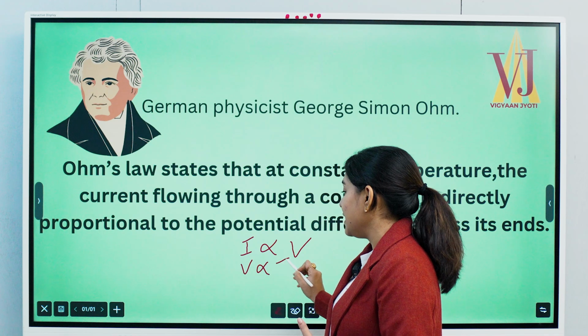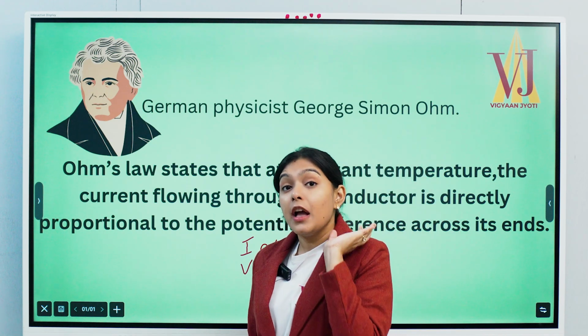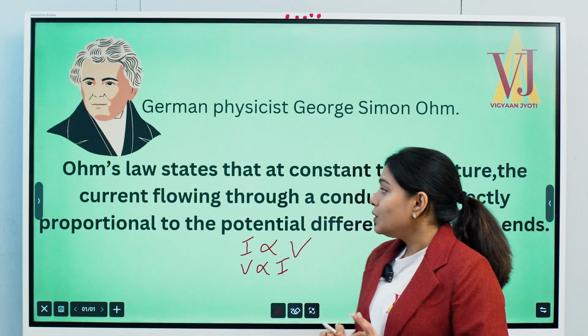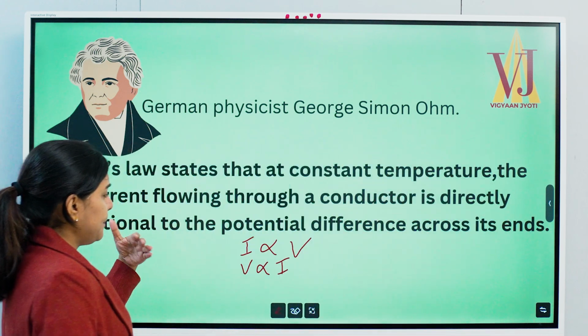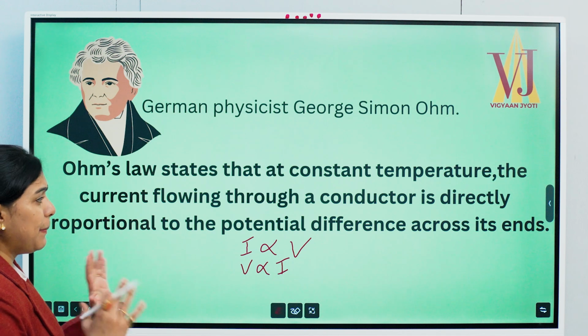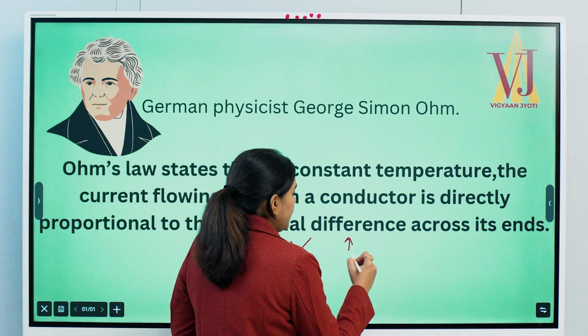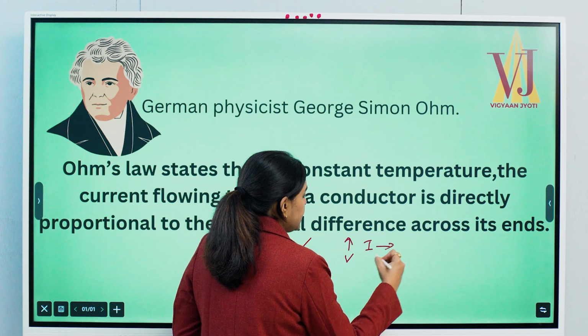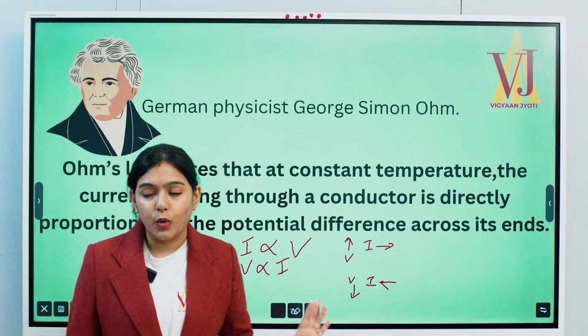In a way we can say this also, because if you see that the current is increasing, then definitely the voltage has been increased, keeping other factors constant. This is what he told about the proportionality dependence: if V is increasing, I will also increase, and if V is decreasing, I will also decrease. Understood.